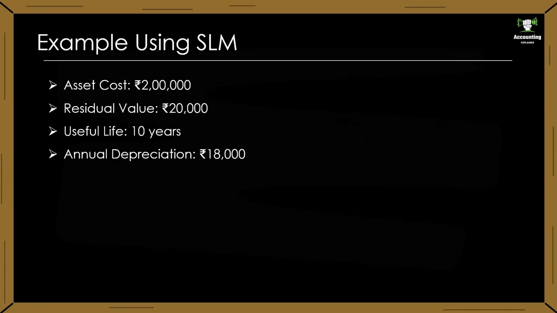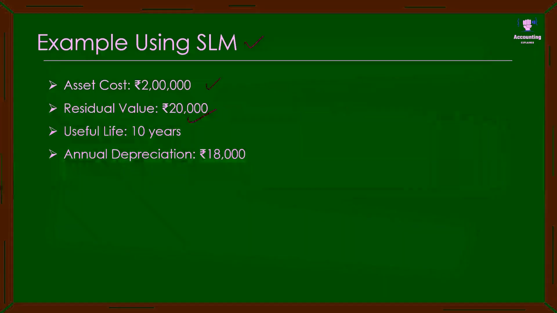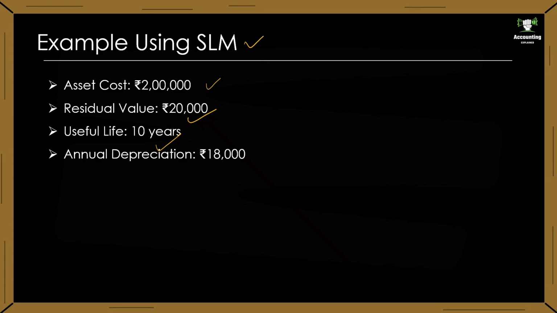Now let us take a simple example to know how to find out depreciation under straight line method. Cost of the asset is given as rupees 2 lakhs. Residual value, scrap value or salvage value are all the same. Don't get confused, because they may use any word for this residual value. Residual value is 20,000. Useful life is 10 years. Now we have to find out the annual depreciation. How will you find out?